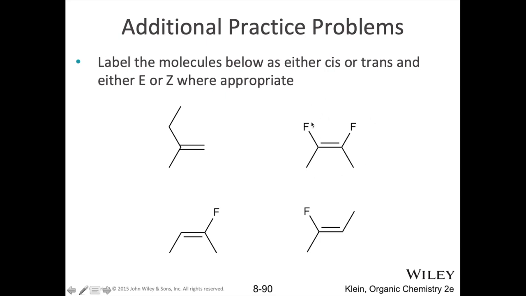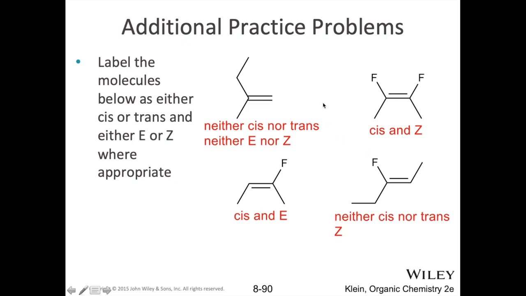Here we have 2 fluorines on the same side, or 2 methyl groups. Here, actually, let me just put the answer up there so you can see them. So again, this one's neither cis nor trans. Both fluorines are on the same side, so we'd say that's cis. If we were using EZ notation, we'd call this Z, but like I said, I think using the moniker cis is more important here. Since we've got identical groups here, I think cis makes more sense.